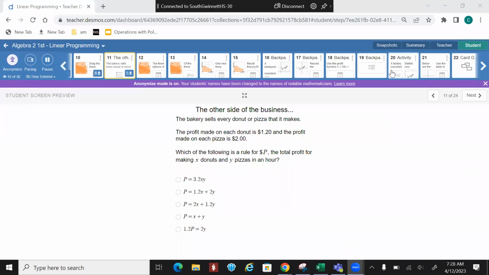All right, so the bakery sells every donut or pizza that it makes. The profit made on each donut is $1.20, and the profit made on each pizza is $2. Which of the following is the rule for P, the total profit for making X donuts and Y pizzas in an hour? So again, they told us each donut is $1.20. The profit for pizza is $2. How would we write our equation?